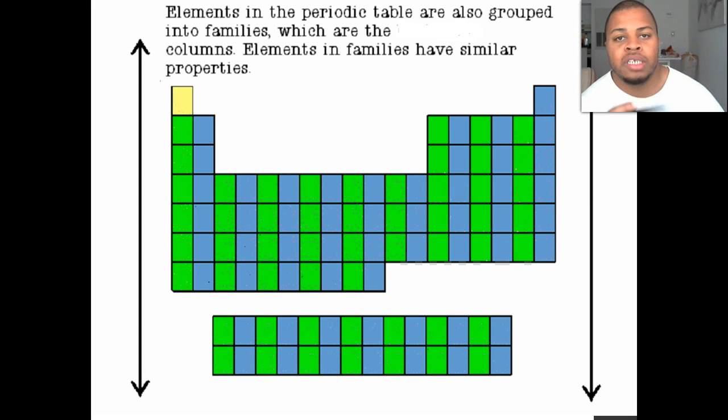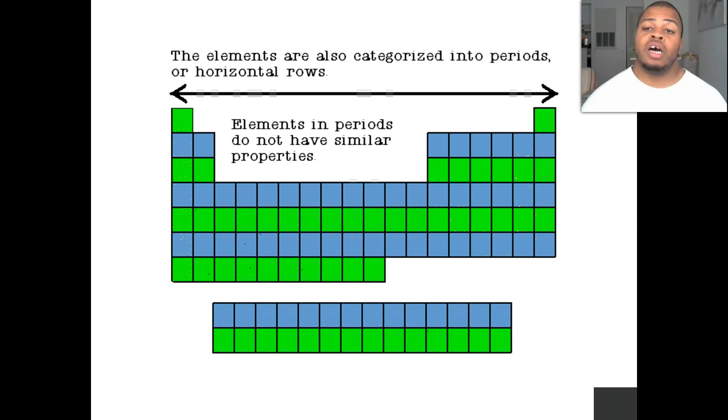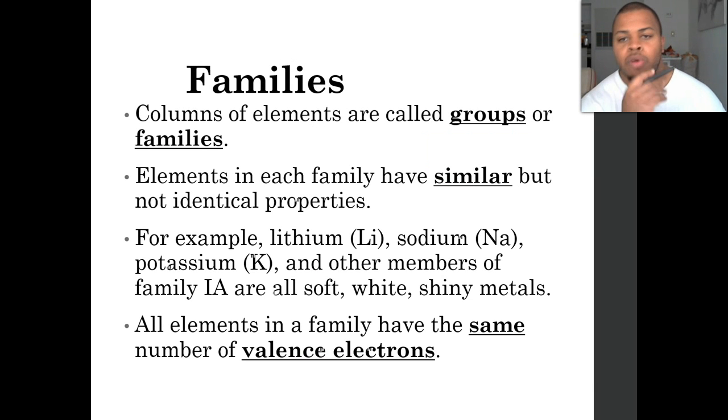Now, elements in the periodic table are also grouped into families, groups or families, which are going to be the columns, and they have similar properties to each other. The other way that we're going to look at it is they'll also be grouped in terms of periods or horizontal rows. These will not have similar properties at all. So we'll talk about that just a little bit more right here.